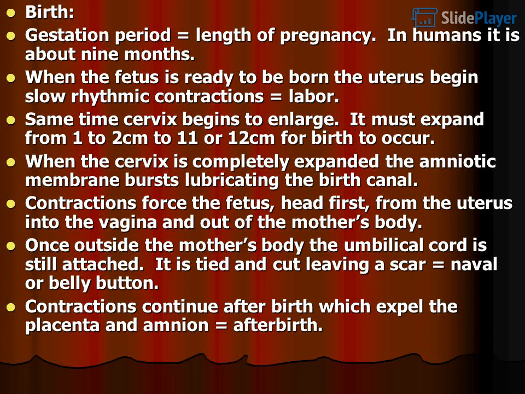When the cervix is completely expanded, the amniotic membrane bursts, lubricating the birth canal. Contractions force the fetus, head first, from the uterus into the vagina and out of the mother's body. Once outside the mother's body, the umbilical cord is still attached. It is tied and cut, leaving a scar, the navel or belly button. Contractions continue after birth, which expel the placenta and amnion, the afterbirth.